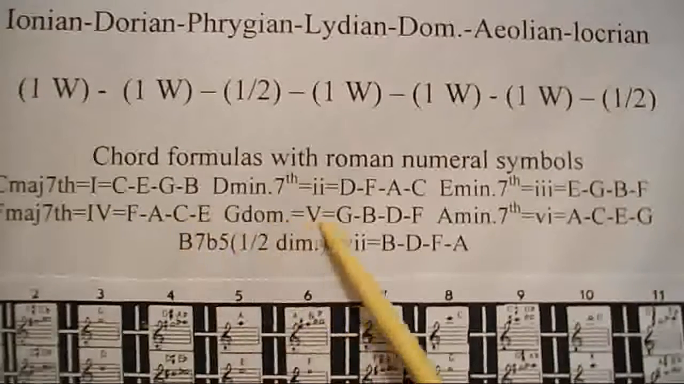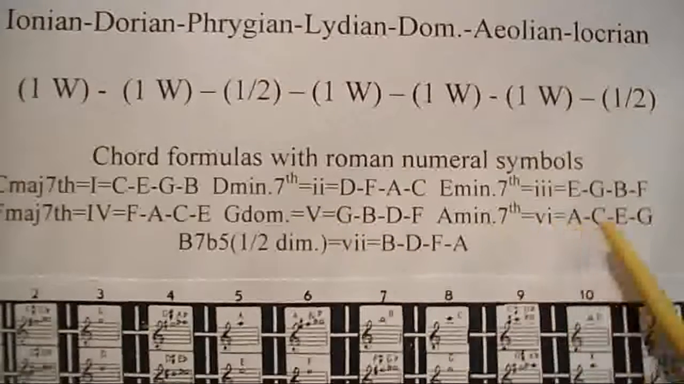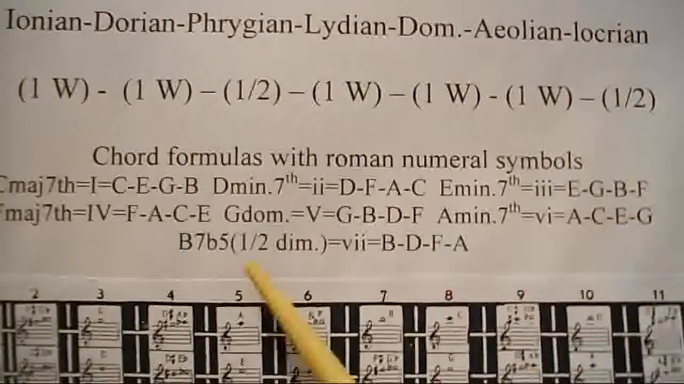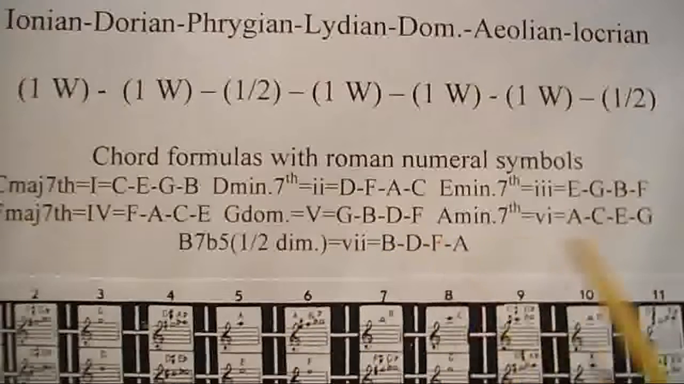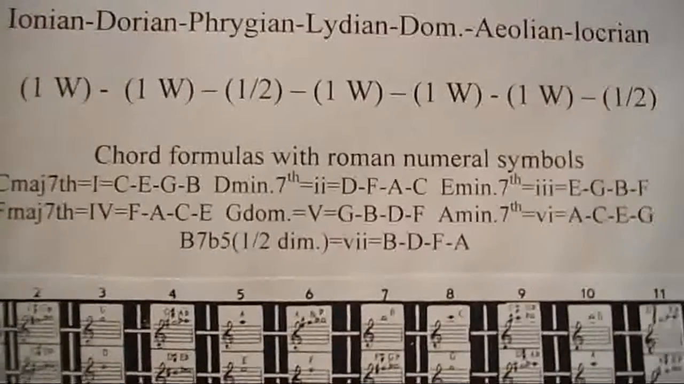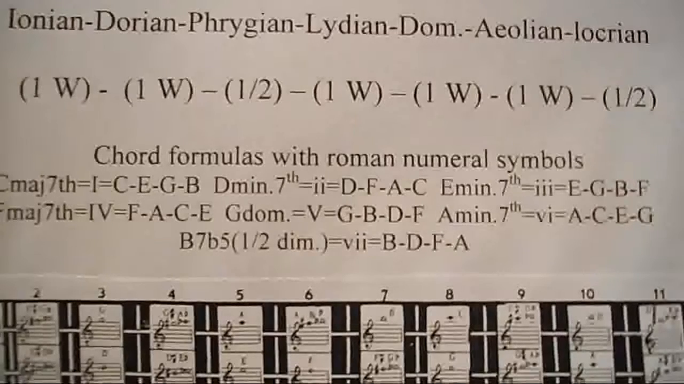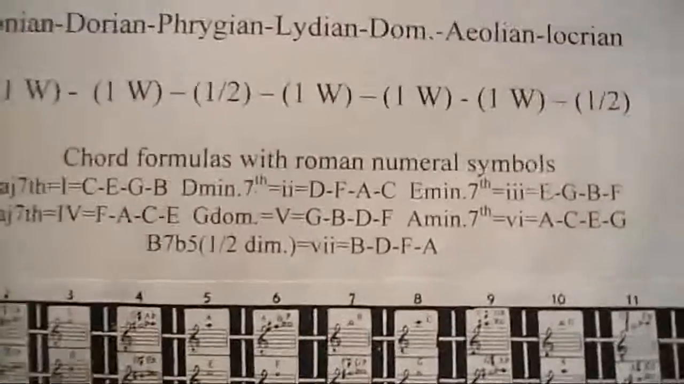G dominant would be the 5 chord, G, B, D, F. A minor 7th would be the 6 chord, A, C, E, G. Finally, the B would be B minor 7 flat 5 or half diminished, the 7th chord, B, D, F, A. That would be the chord formulas. If you change the key to D major, in the key of D major, it would still be called the 1 chord, but it would be starting from a D major. And then you have to know your sharps and flats and stuff.